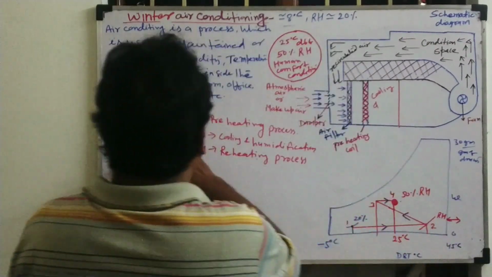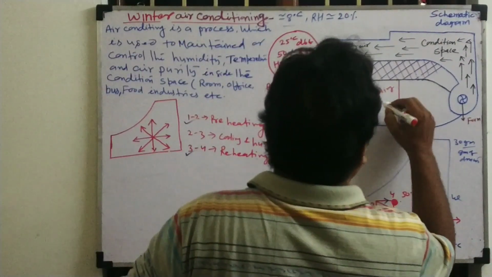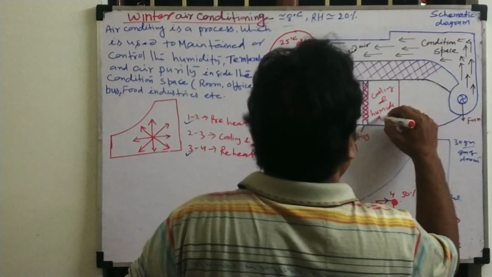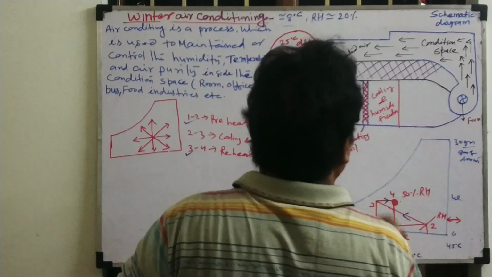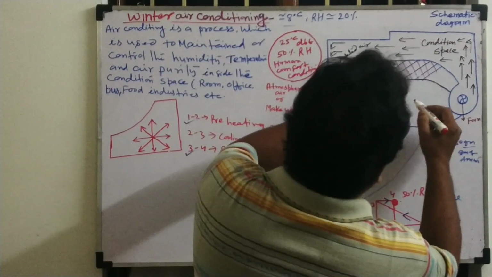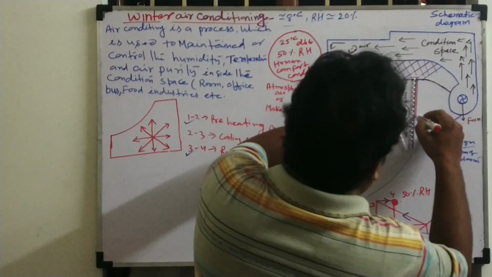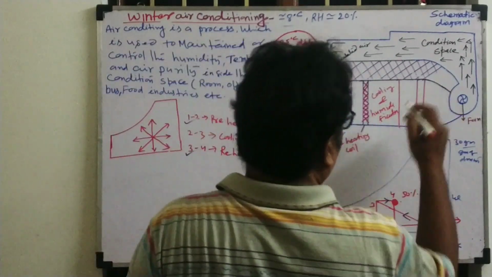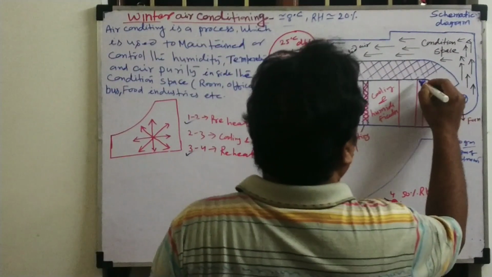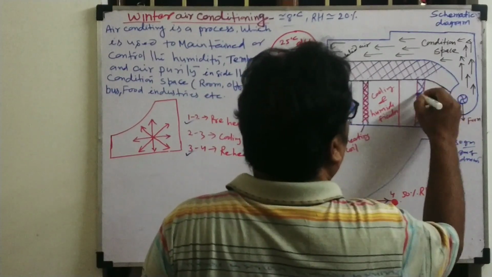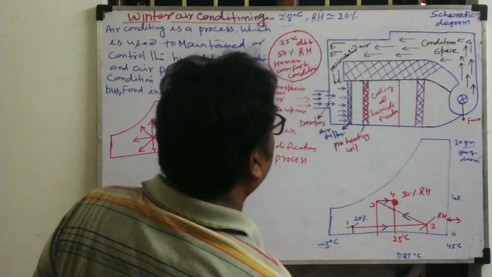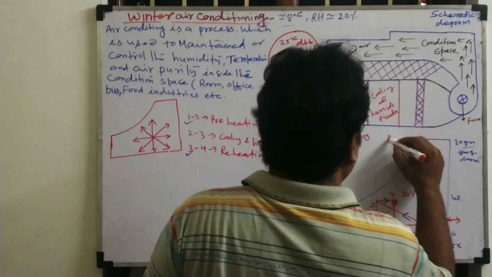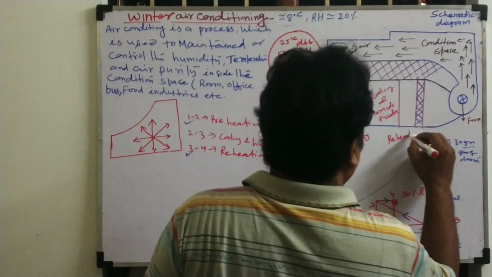Cooling and humidification. Okay. Then the next process, what will be there? Reheating. What is this one? Reheating. After reheating, what are we getting? We are getting the conditioned air, not space.